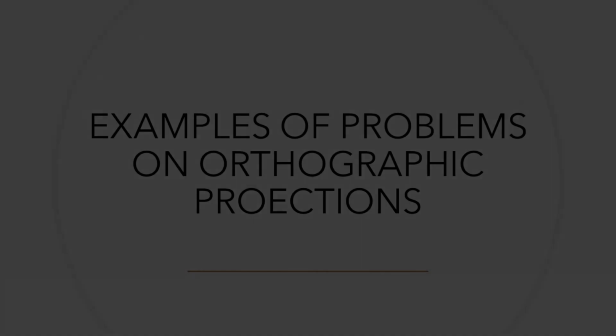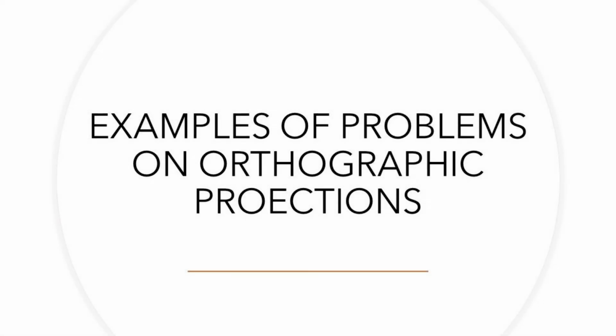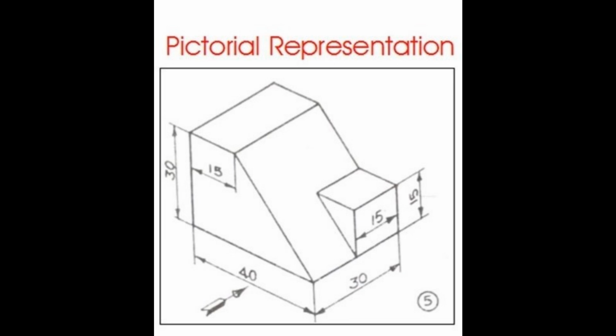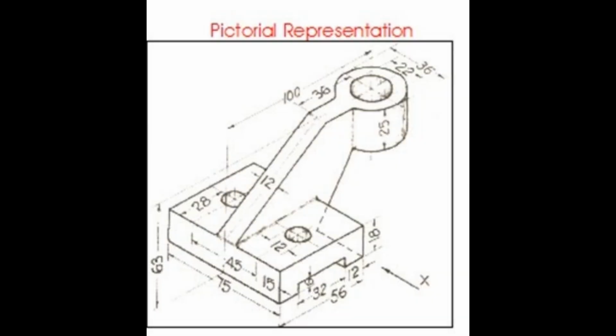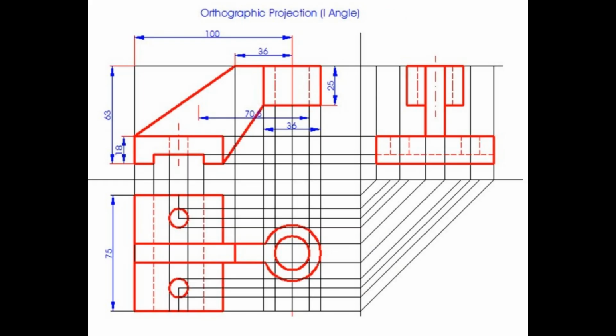The following are two example problems of orthographic projections. The direction you have to consider while viewing the object from the front view is denoted by an arrow. In many cases, the side view may not be absolutely required. However, for the sake of completeness, it must be drawn.